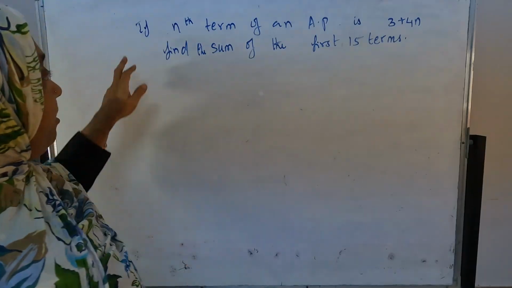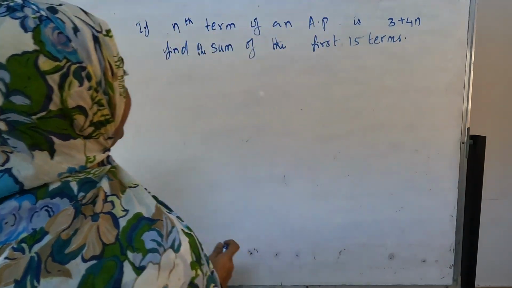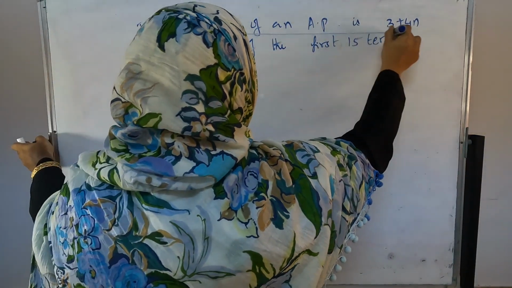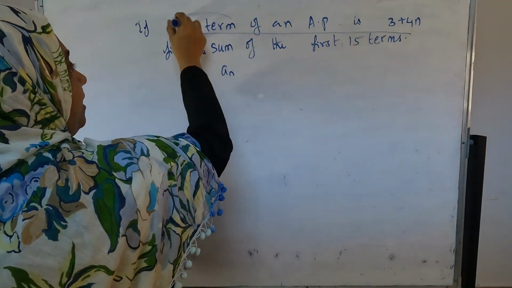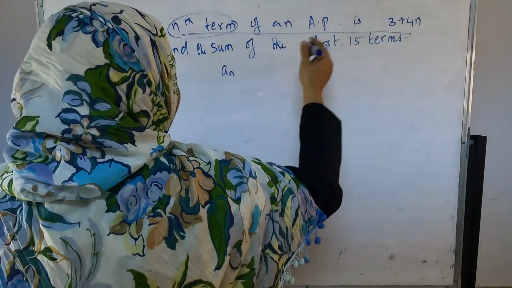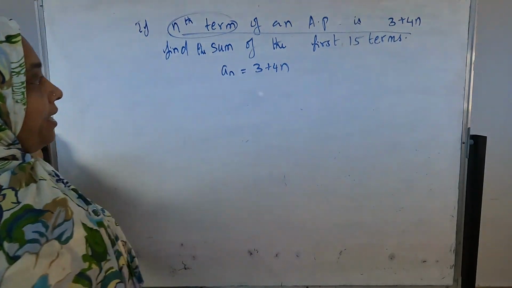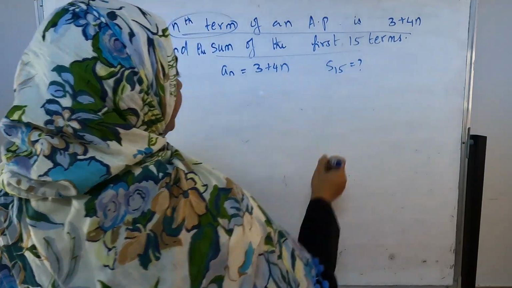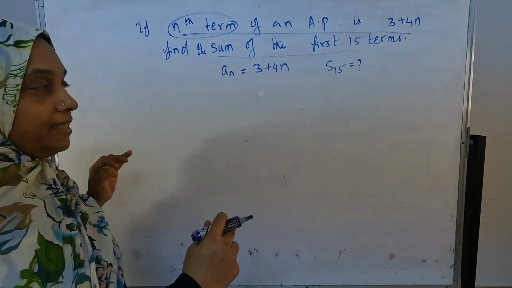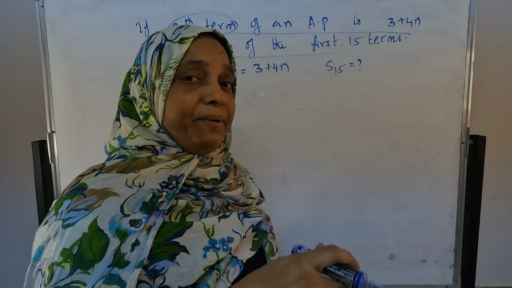Clear? If the nth term of an AP is 3 plus 4n. Meaning, the nth term of an AP is 3 plus 4n, that means a n is 3 plus 4n. They are asking to find the sum of first 15 terms. Yes, 15 is what they are asking. Here the AP series also they didn't directly give. We have to form the AP series here.